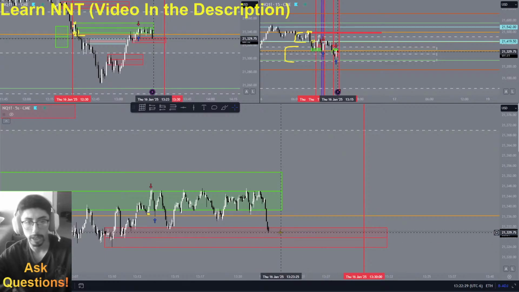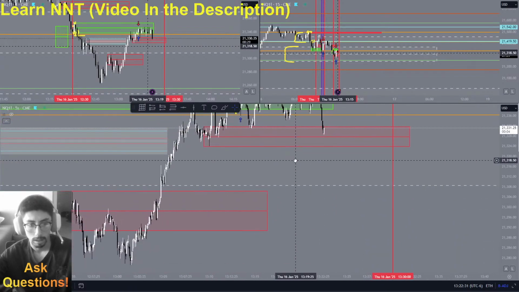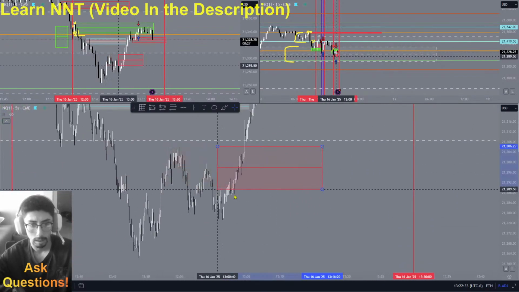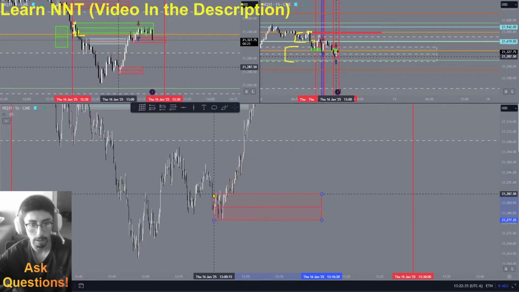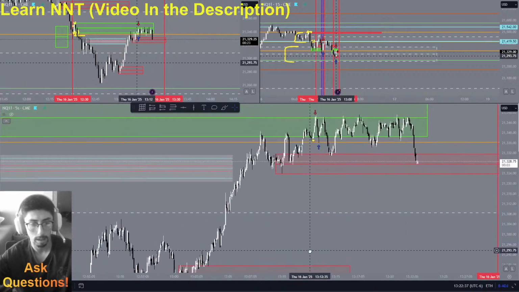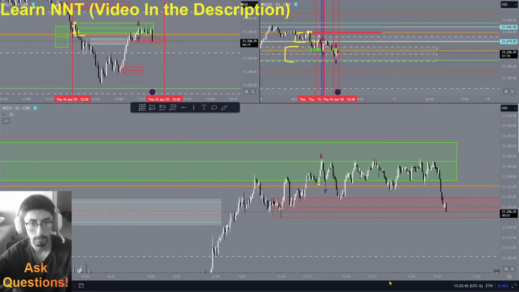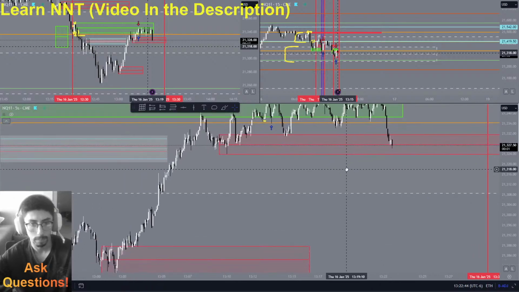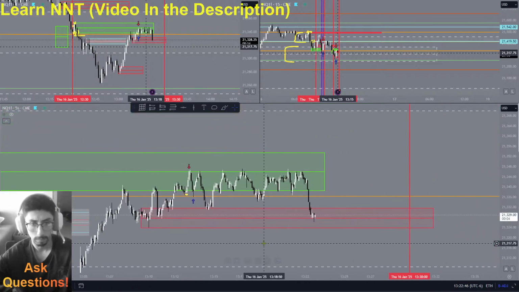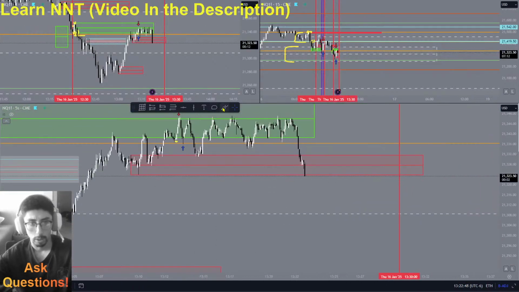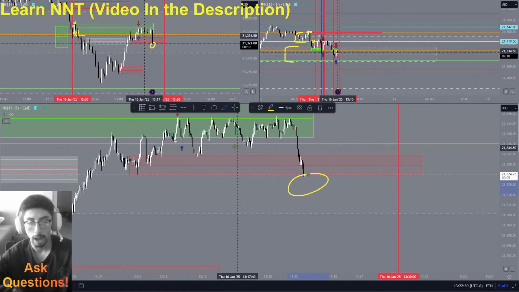I'm pretty sure this red zone right here is going to deliver. Let's see here. It seems like we're dumping really hard right now, so let's see if I can mark anything down here. It almost delivered. Nothing bearish. So if we get a bearish play right here, I will 1000% take it.